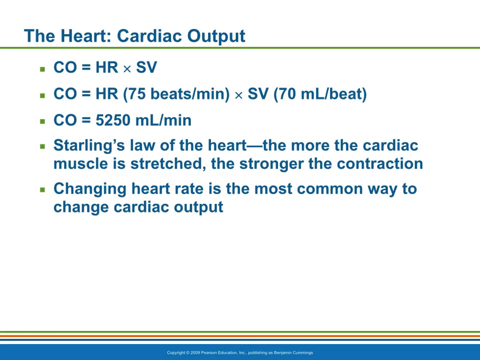So we can easily figure out cardiac output with heart rate at 75 beats per minute times stroke volume at 70 milliliters per beat. So that's going to equal 5,250 milliliters per minute. Now that's a lot of blood pumping there. Now, according to Starling's law of the heart, the critical factor controlling stroke volume is how much the cardiac muscle cells are stretched just before they contract. The more they are stretched, the stronger the contraction will be. So changing heart rate is the most common way to change cardiac output.